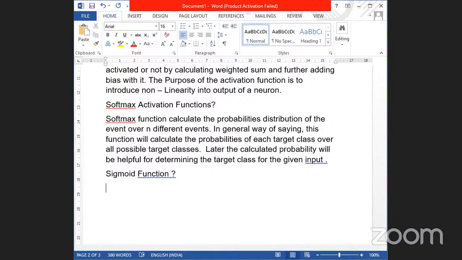And what is the difference between the softmax and sigmoid functions? Softmax is used for multi-class tasks and sigmoid is used for binary classification tasks. The probabilities sum to 1 for softmax, and the probability sum need not be 1 for sigmoid.